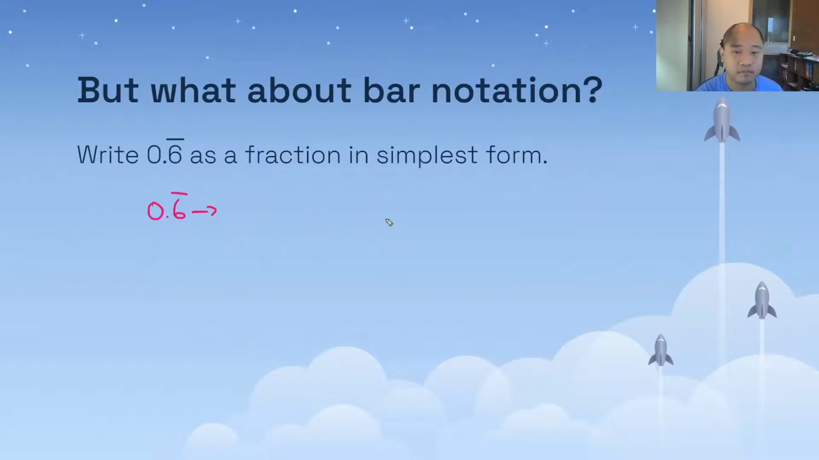So this number 0.6 repeating, it goes on forever, right? And we could give it a variable name, such as n. And so if we multiply n by 10, then we get 10n, right? And that means we'd have to do the same thing to the other side, which means this would be 6.6 repeating, right?